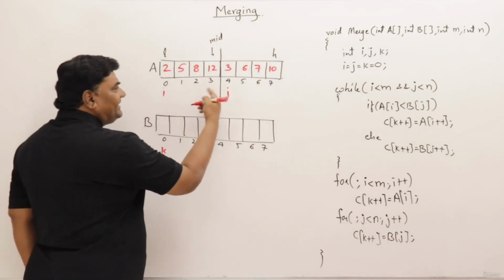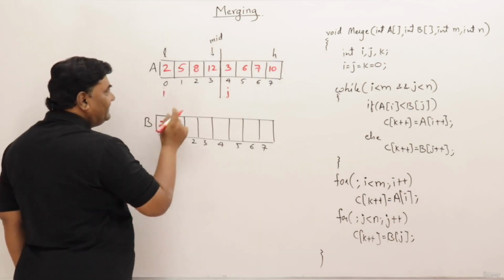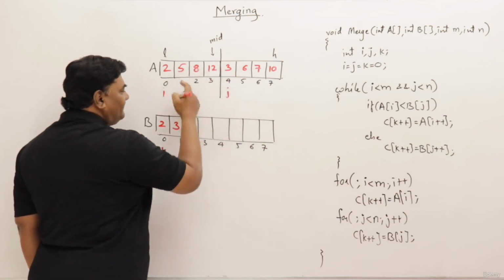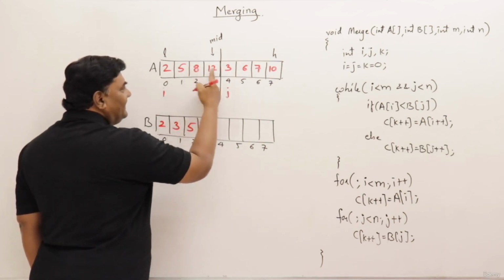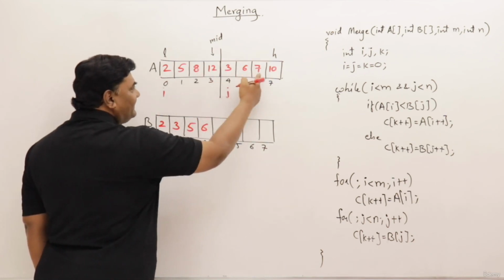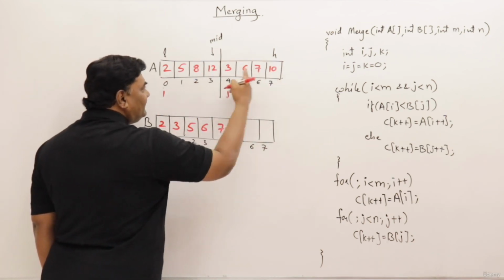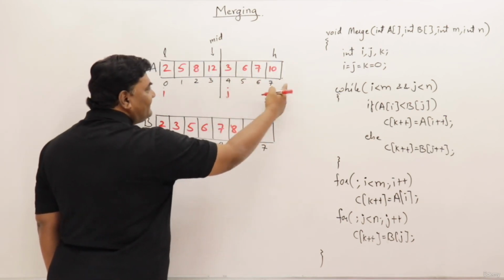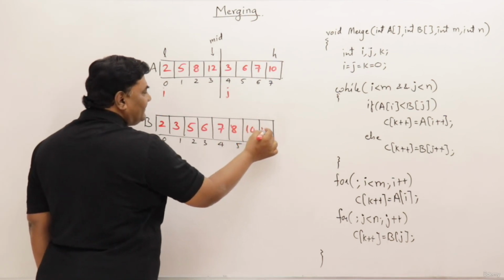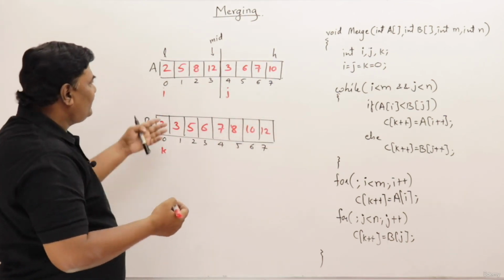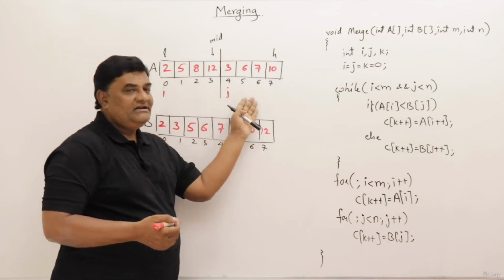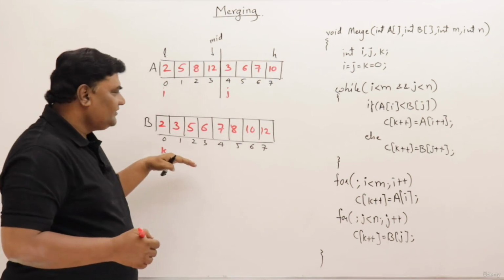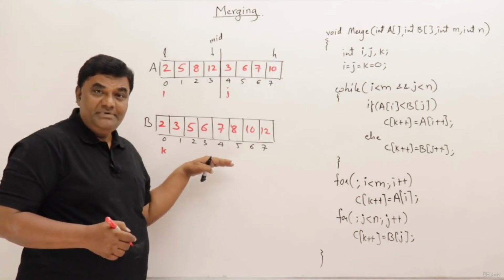So if I compare and copy, then first 2 is copied. Then 5 and 3 are compared. So 3 is smaller, 3 is copied. Then 5 and 6 are compared. So 5 is smaller. Then 8 and 6, so 6 is copied. 8 and 7, so 7 is copied. 8 and 10, so 8 is copied. Then 12 with 10, so 10 is copied. Now when this list has finished, there is one remaining element, 12 here. Copy this element. So the same process, assume this is array A, array B, but actually they are in the same array. So list 1, list 2, they are merged and we got the result in array B.